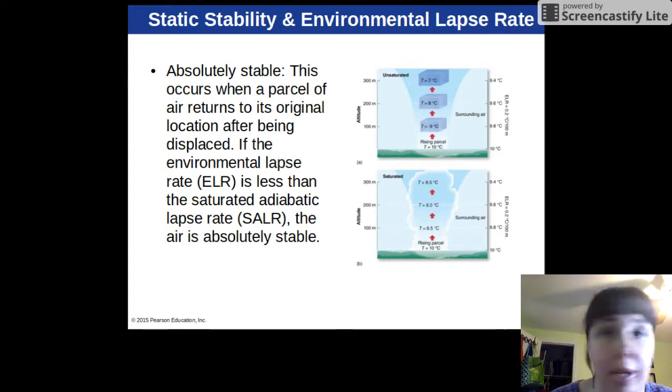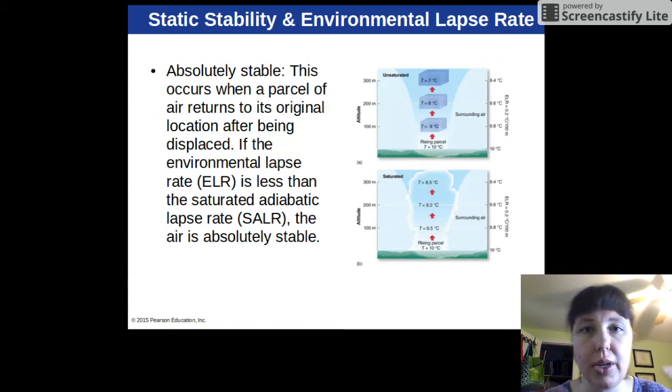I'm not forming a lot of clouds. I'm not creating a lot of rise. Nothing's rising up quickly. I'm not seeing fast formation of things. I'm not seeing water condense on itself, making a storm-like event. So that's my absolutely stable air.